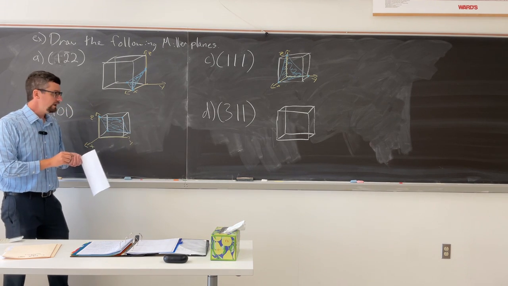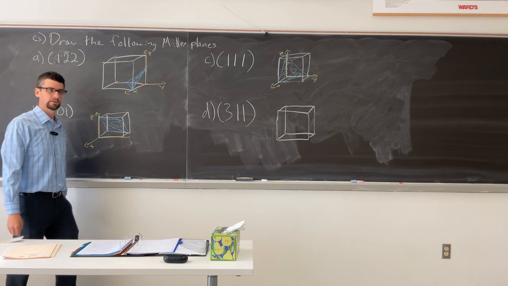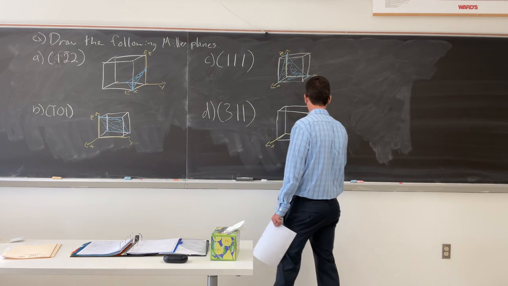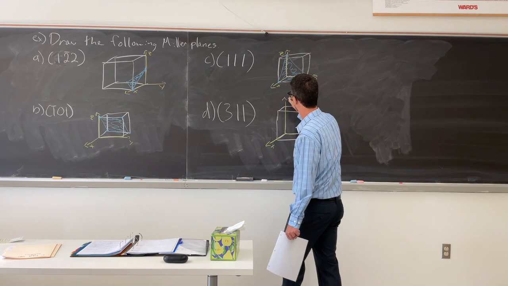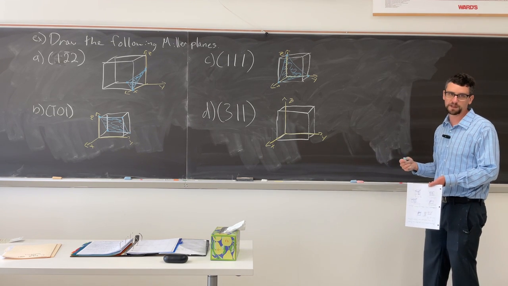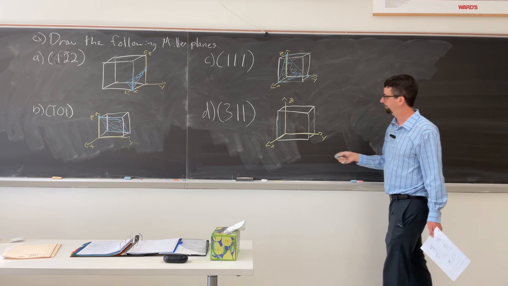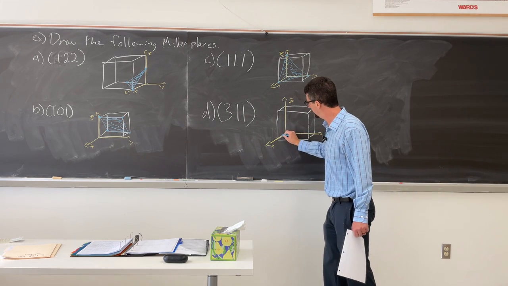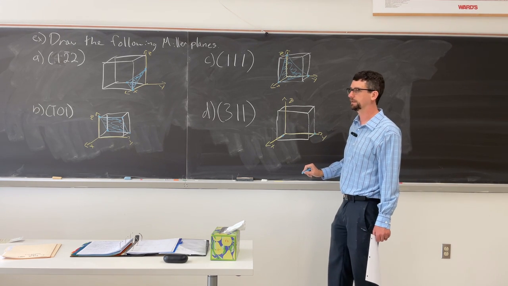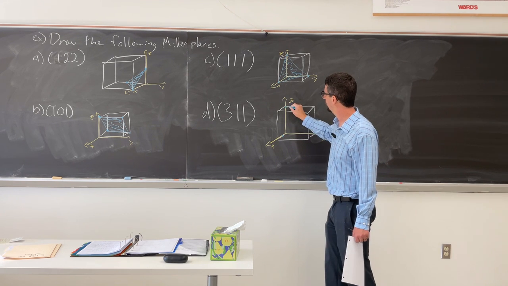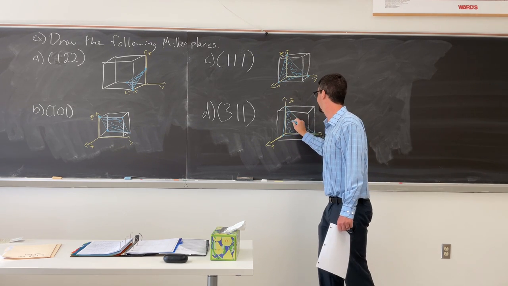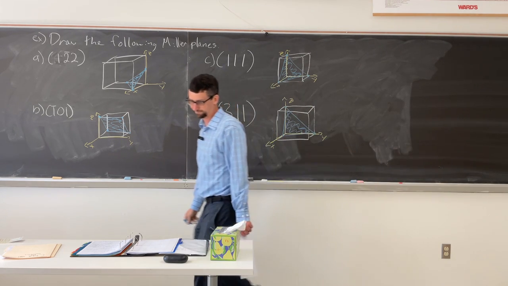Okay, now 311, where should we put our origin? Yep, usual spot. Where am I going to intercept this? A third of A. Yep. What about B? Yep, all the way to the edge, and then Z. Yep, all the way to C. Pretty scientific descriptions, right?